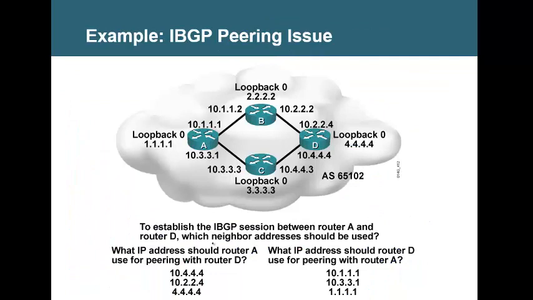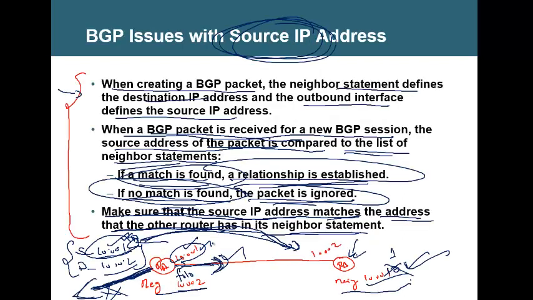Now, this is another story, but the story is also related to this page. Whatever you have heard me speaking on this page might have sounded like information for you. If a match is found, the relationship is established. If a match is not found, the packets are ignored. It sounded like, okay, fine, good information about BGP, but it has got something more to teach us. So let's see an example here.